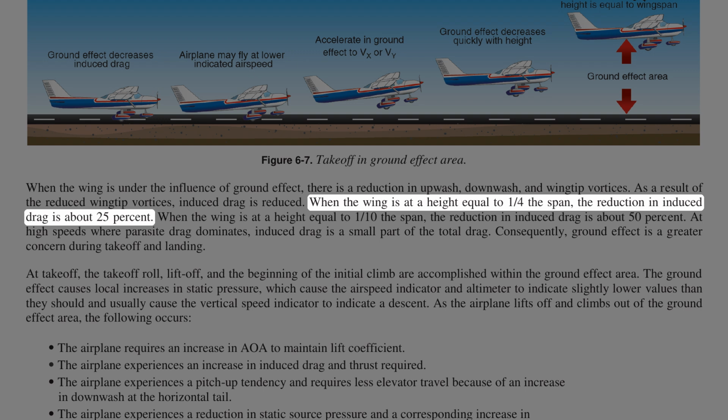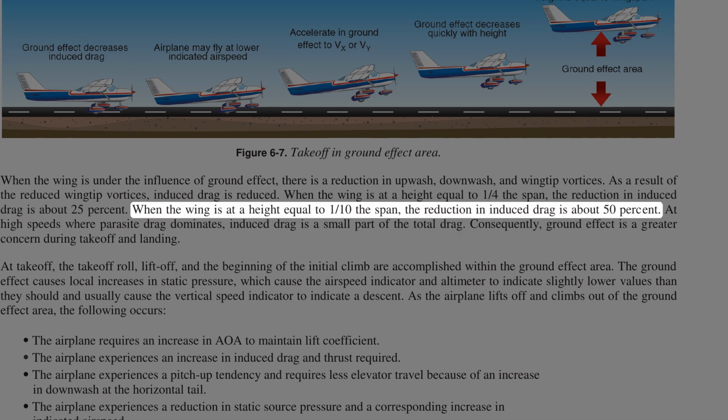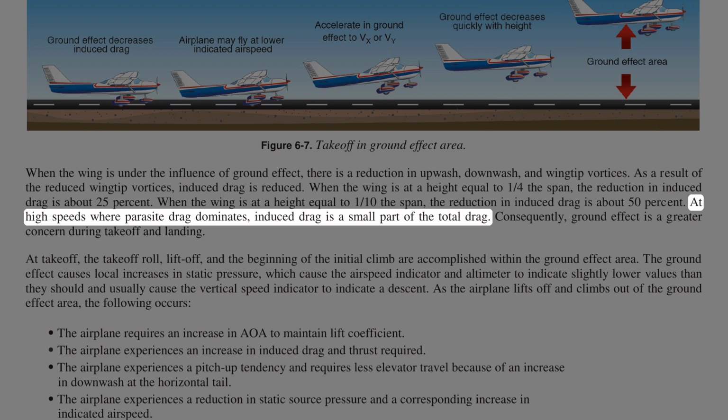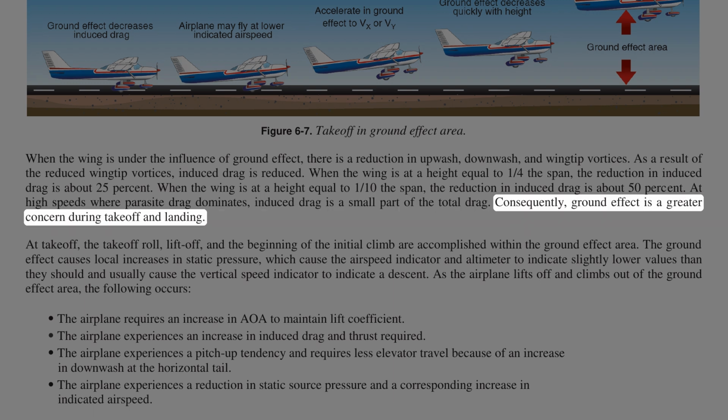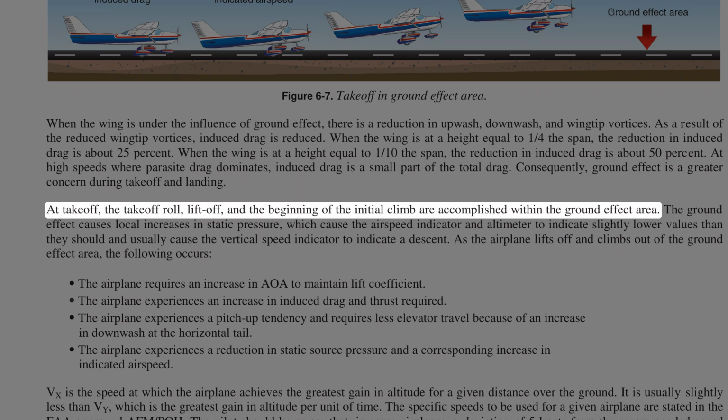When the wing is at a height equal to 1/4 the span, the reduction in induced drag is about 25%. When the wing is at a height equal to 1/10 the span, the reduction in induced drag is about 50%. At high speeds where parasite drag dominates, induced drag is a small part of the total drag. Consequently, ground effect is a greater concern during takeoff and landing. At takeoff, the takeoff roll, liftoff, and the beginning of the initial climb are accomplished within the ground effect area.